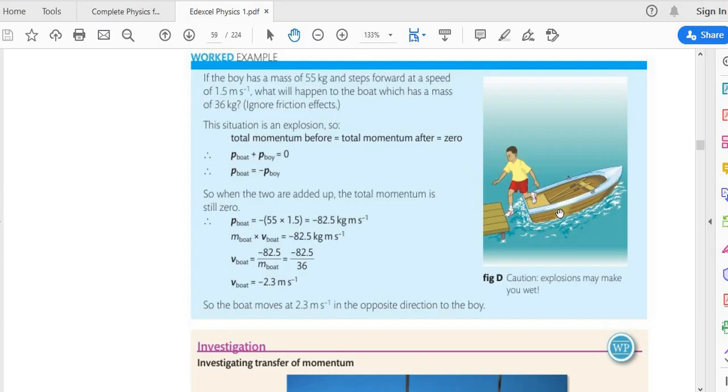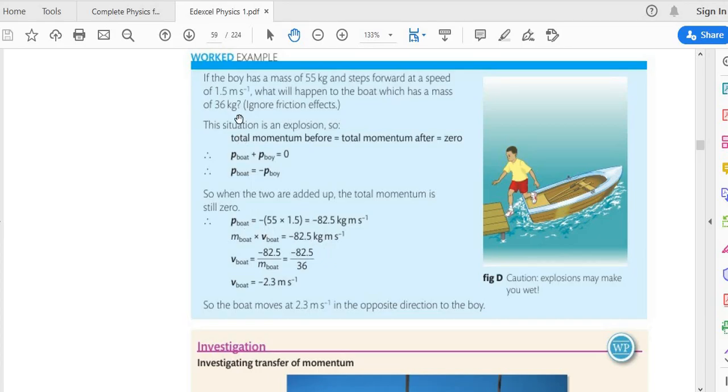So this situation is also an explosion, because in the beginning the boat and the boy were stationary, and then they move apart. So total momentum before is equal to total momentum after, which is equal to 0. That means the momentum of the boat plus the momentum of the boy should be equal to 0 before and after. So we can say the momentum of the boat is equal to minus the momentum of the boy, because the boat gains the same amount of momentum to the right as the boy gains to the left. So when the two are added up, the total momentum is still 0.